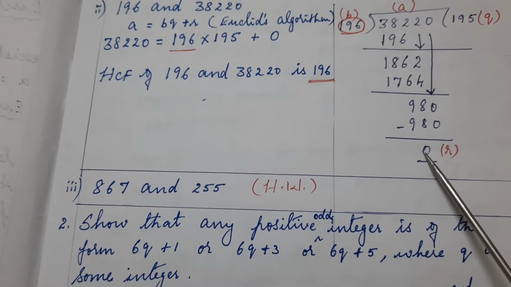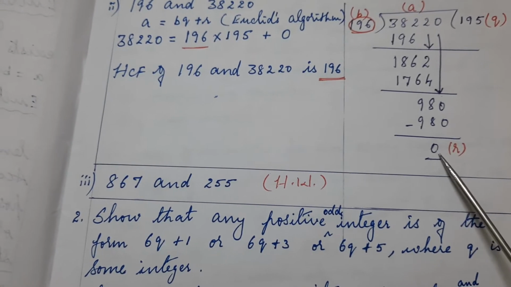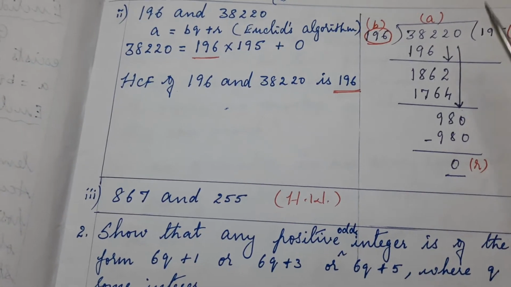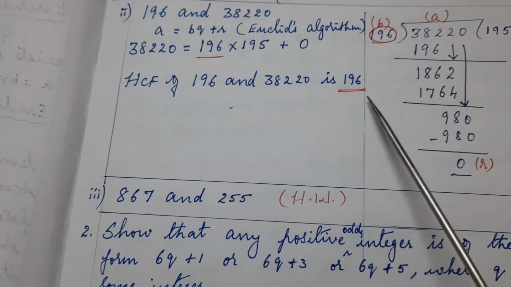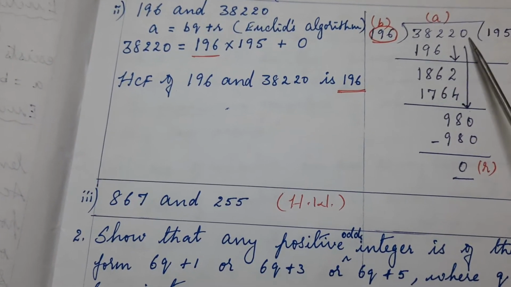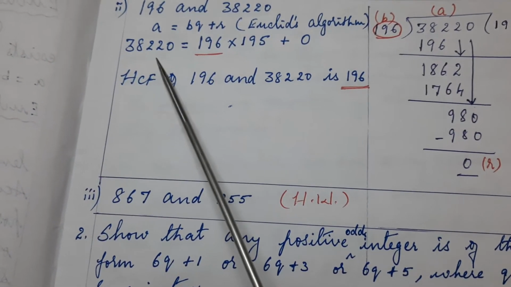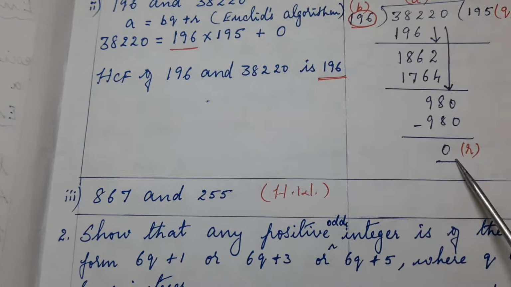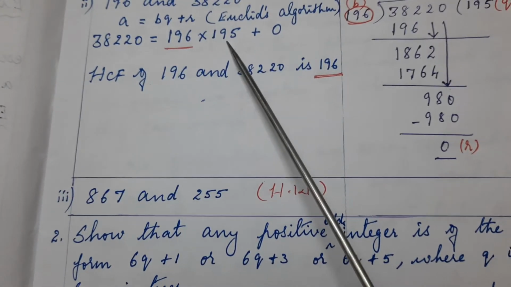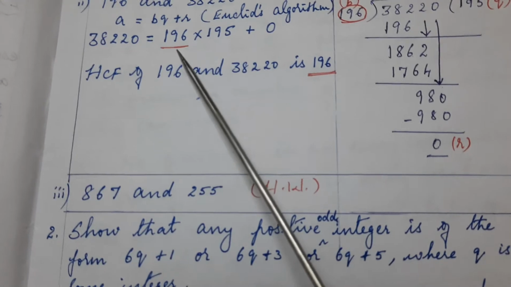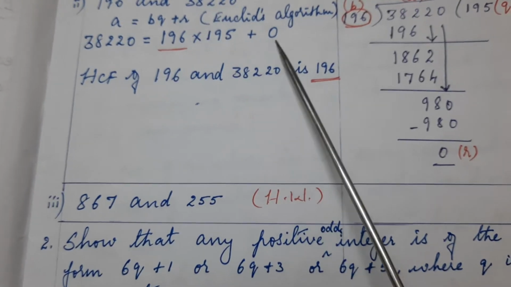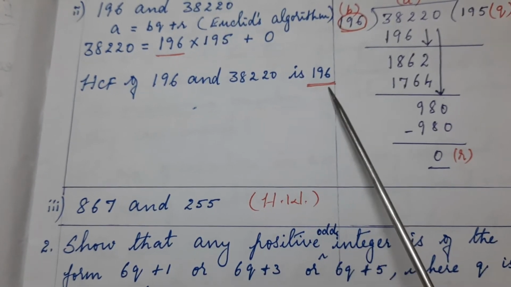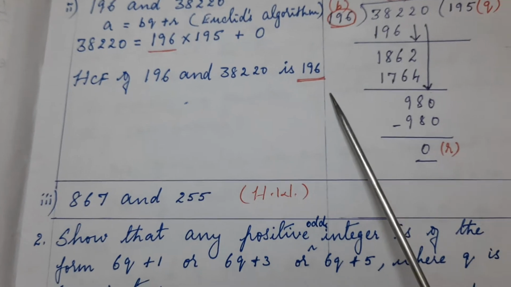I told you when you get the remainder 0, you have to stop. So, when the remainder is 0, the divisor you have used will become the HCF. Now, A is equal to BQ plus R. What is A? A is the dividend. 38,220 is the dividend. So, 38,220 is equal to 196 into 195 plus 0. So, this is B, the divisor, into quotient plus remainder. So, HCF of 196 and 38,220 is 196. So, in one step, you have got the answer.